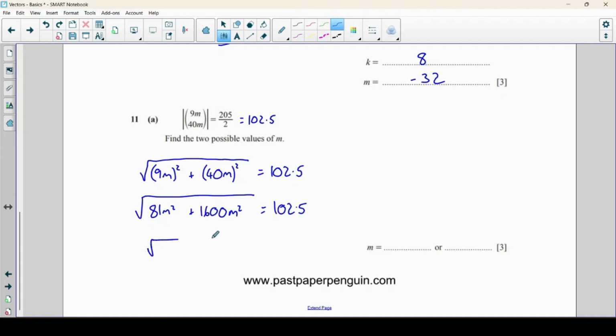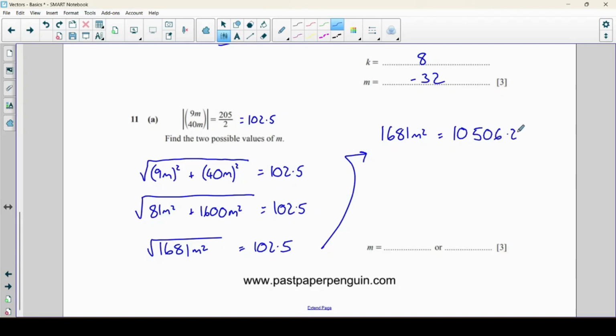We can add those things up now. So that's 1681m squared, all square rooted, is 102.5. Okay, so what we're going to do next is square both sides. If we square both sides, on the left hand side we're going to get 1681m squared equals, and let's square 102.5. I get this pretty horrible number, 10,506.25.